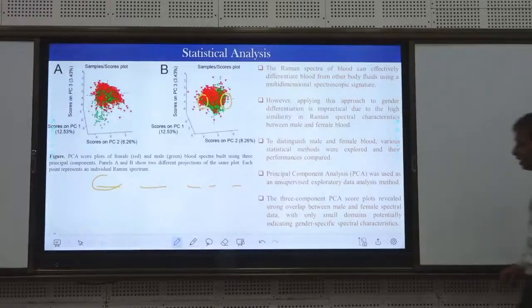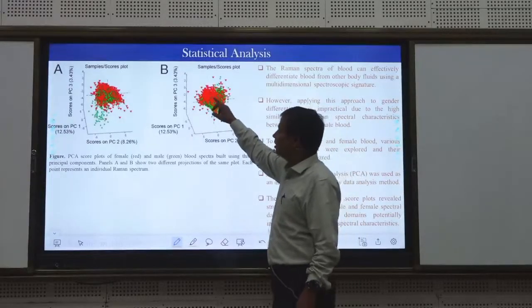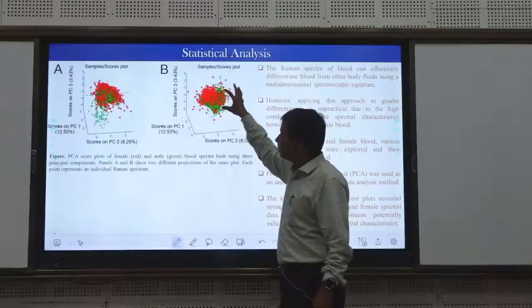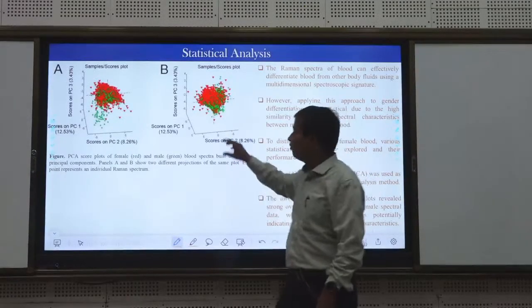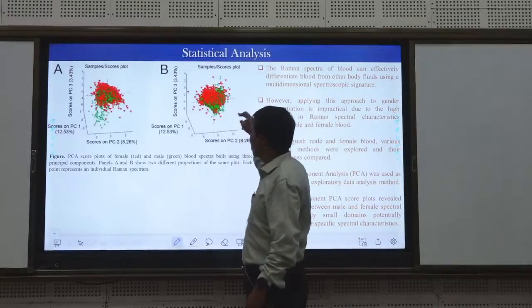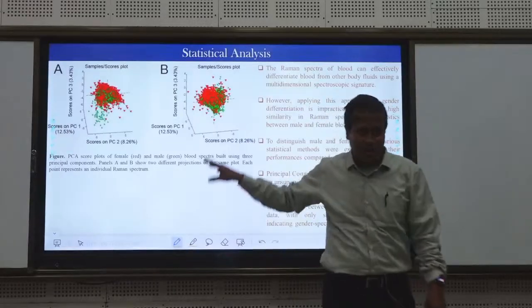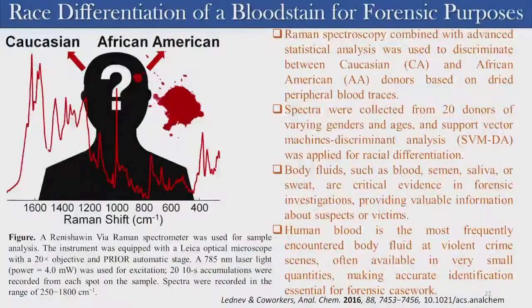And statistical analysis says that for male or female, this red one is probably female, male and female, their spots are almost in the same place. So it is not distinct. If red is here and green is here, then you can tell it is a distinct one. So this is not distinct, and it is difficult to do separation based on this data.